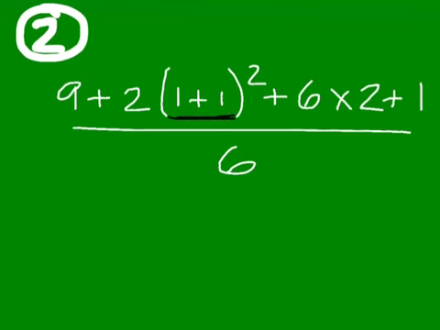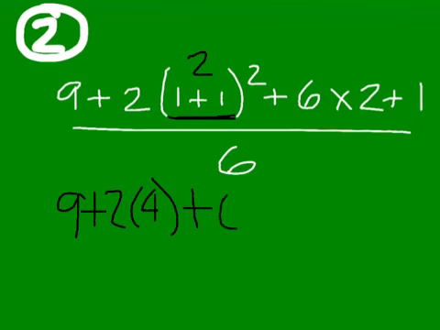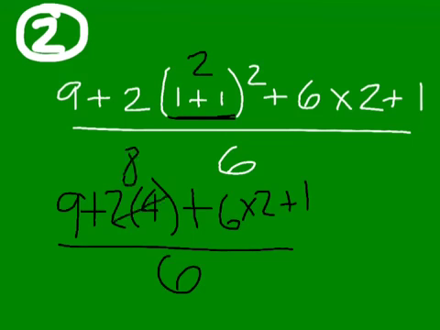Okay, so for this one, we need to do this first. So 1 plus 1 is 2. 2 squared is 4. So we've got 2 plus 2 times 4, plus 6 times 2 plus 1 over 6. Alright, 2 times 4 is 8, and 6 times 2 is 12. So we just add all these up, we get 9, plus 8 is 17, plus 12 is 29, plus 1 is 30, and 30 divided by 6 makes it 5.